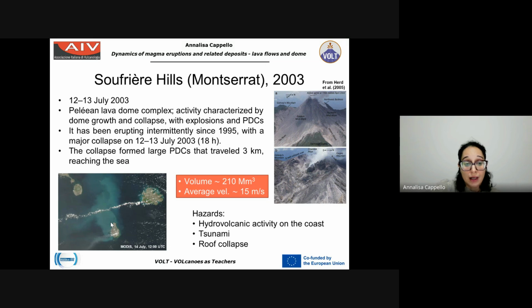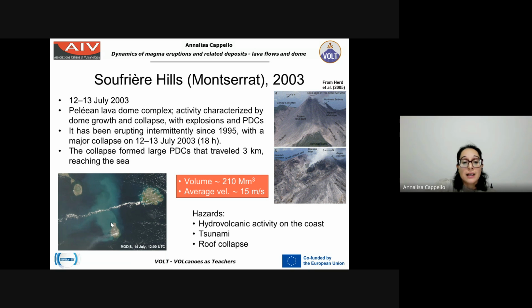It caused a lot of material falling into the sea. The flows traveled about 3 kilometers and reached the sea with a volume estimated at about 210 million cubic meters, at an average velocity of 15 meters per second. 15 meters per second is not reached by lava flows or other eruptive products.